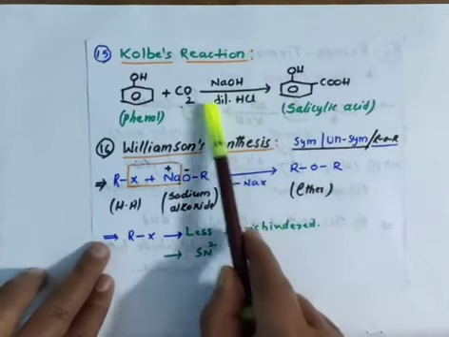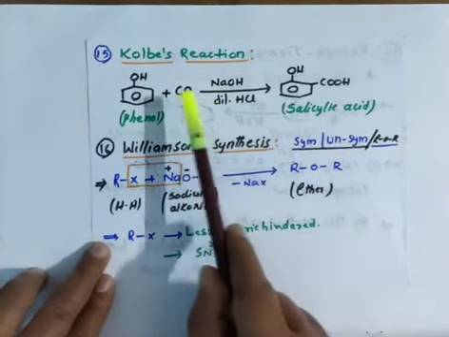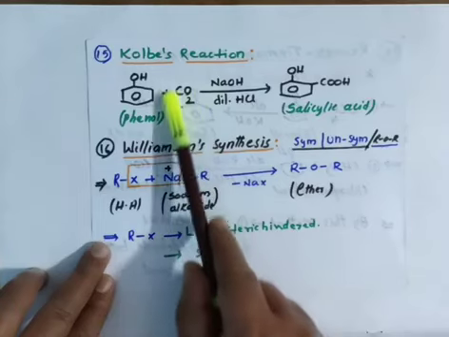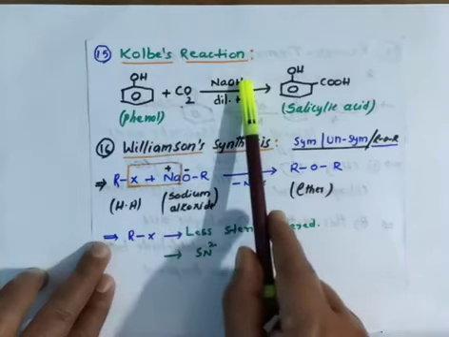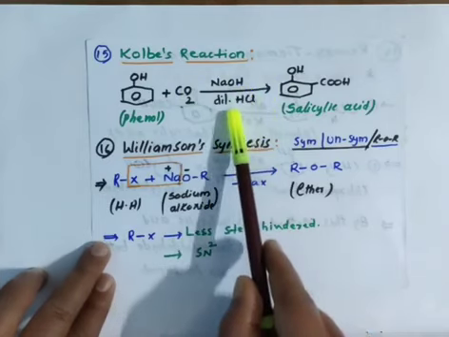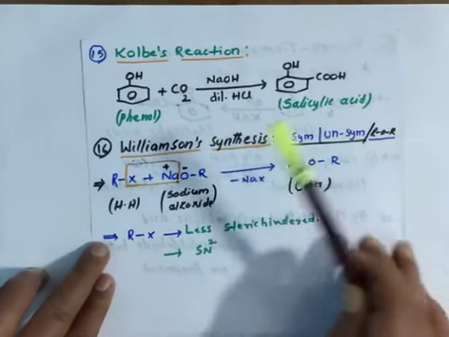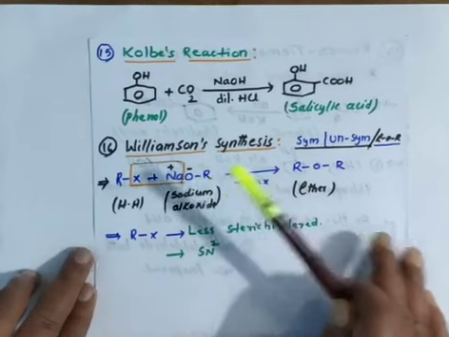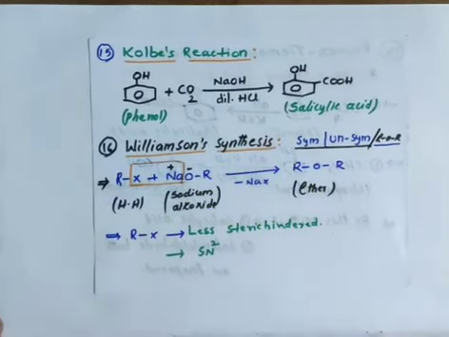So in Kolbe's reaction, we are using carbon dioxide. In Reimer-Tiemann reaction, we are using CCl4. There alcoholic KOH we are using. Here we are using alkali in the presence of dilute HCl. So that is the difference. We can prepare better products, means different products, by Kolbe's reaction.